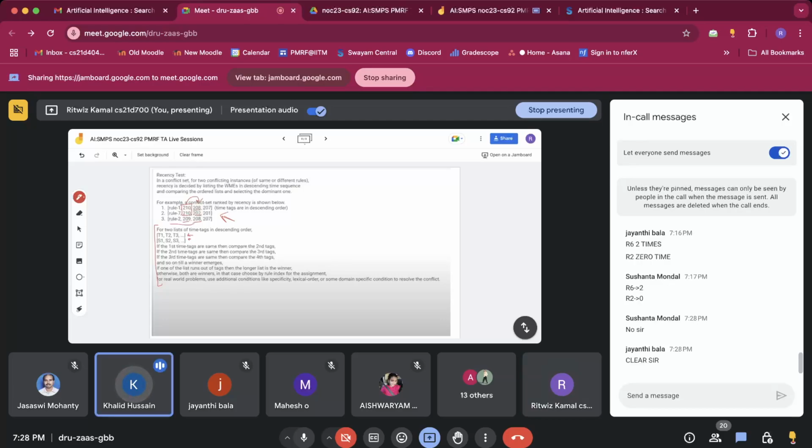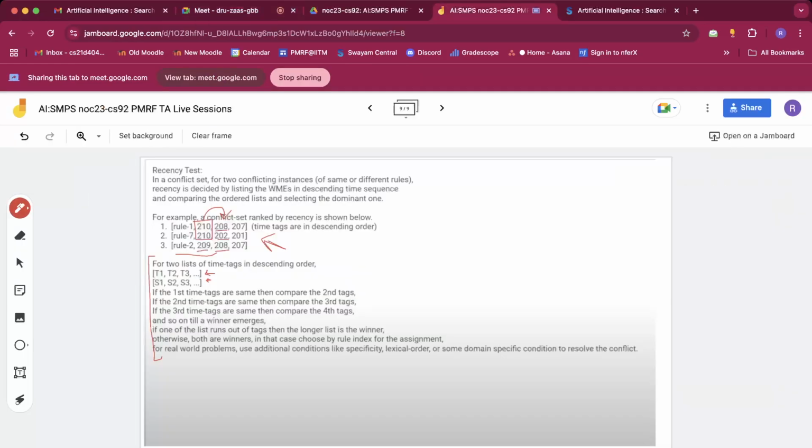Okay, yes, this is the recency test. So when you have the different elements in your conflict set, you will do this kind of ranking to decide which one of them to select as per recency. That is also written at the top over here, right?